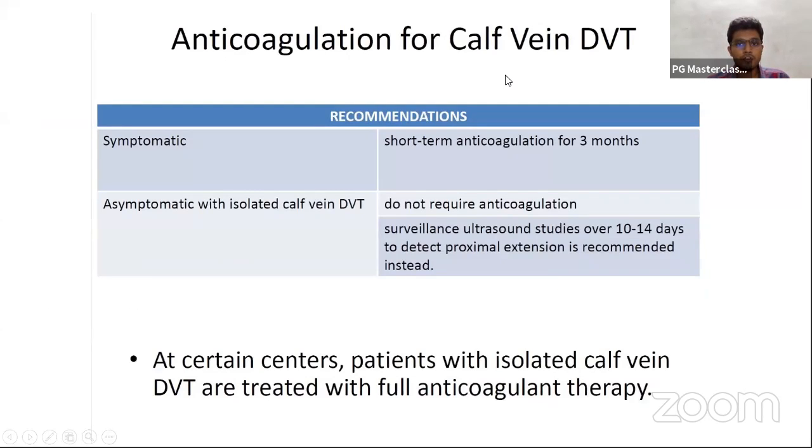Anticoagulants for calf thromboembolisms. If the patient is symptomatic, then short-term anticoagulant therapy for 3 months is indicated. If the patient is asymptomatic with an isolated calf DVT, then there is no requirement of any anticoagulants. Surveillance ultrasound studies at 10 to 14 days to detect proximal extension, and the patient should be advised compression stockings. If there is severe edema, then intermittent pneumatic compression devices can be given.